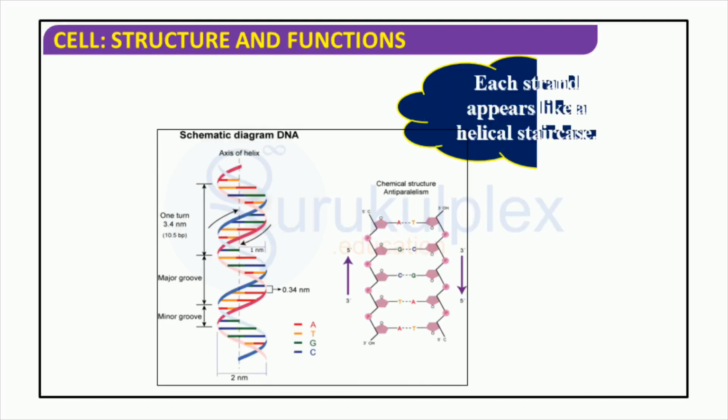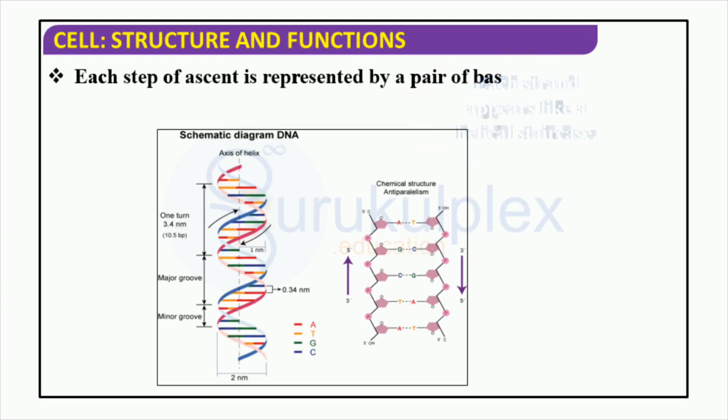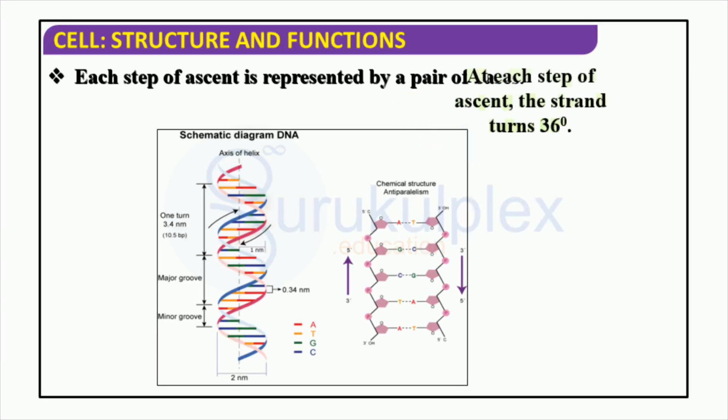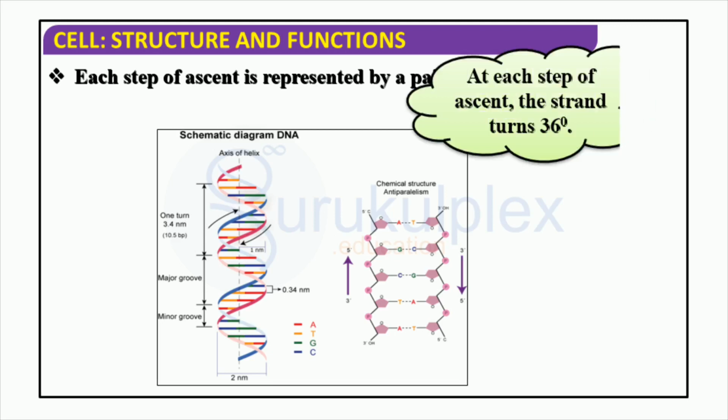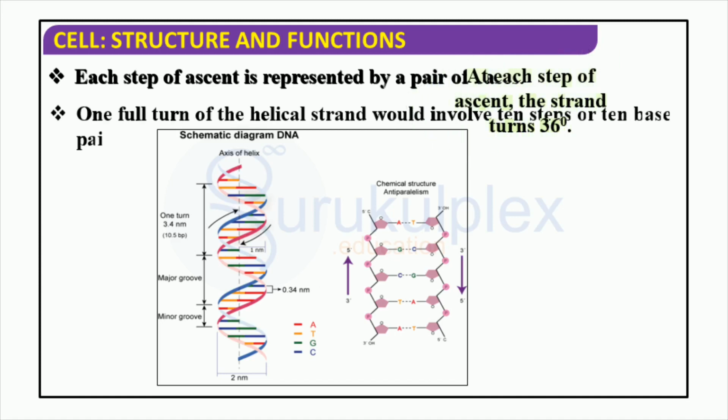Biomolecules are complex compounds of organic molecules which are essential for life. They appear like a helical staircase, where each step of ascent is formed by a pair of organic bases. One full turn of the helical strand consists of 10 steps, or 10 base pairs. This helix of organic molecules rotates 36 degrees at each step of ascent, and this structure is seen universally in biology, being vital for life.